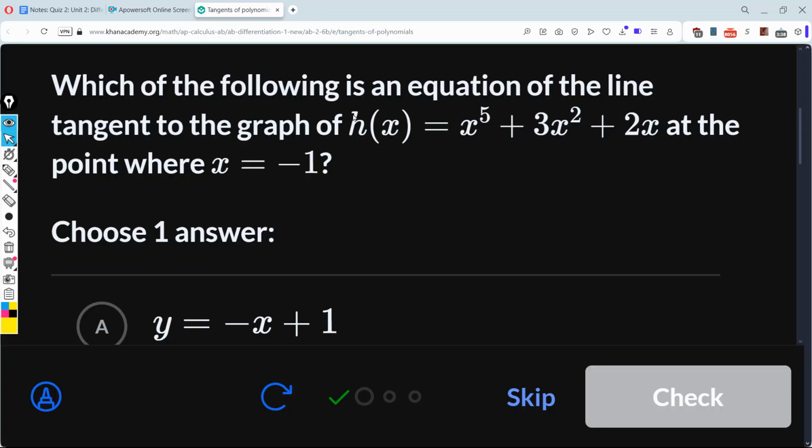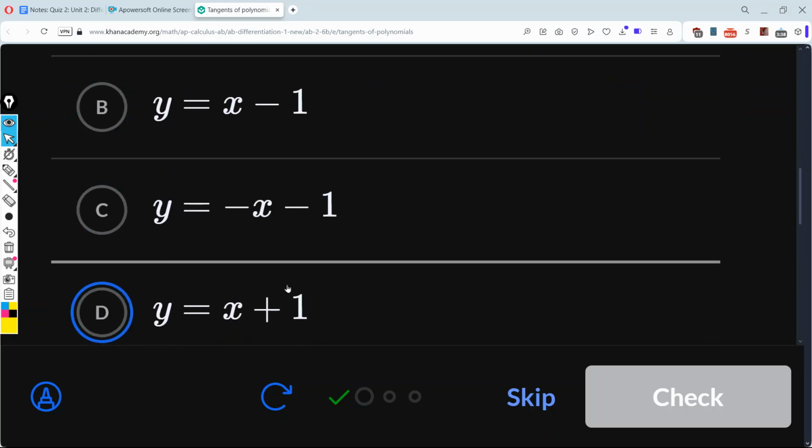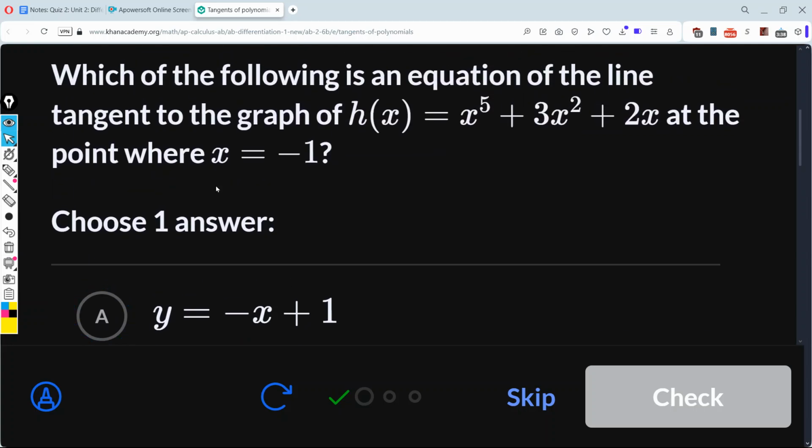Which of the following is the equation of the line tangent to this graph at the point where x equals -1? In order to write the tangent line equation, we're going to have to find the slope at this point. In order to find that slope, we need to find the derivative. If you look at the answers, they're in the form of y equals mx plus b, but we could use point slope form and then just transfer it.